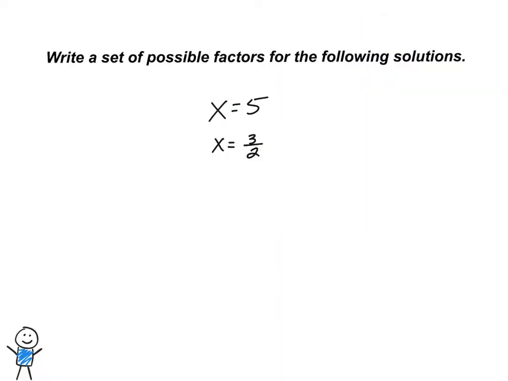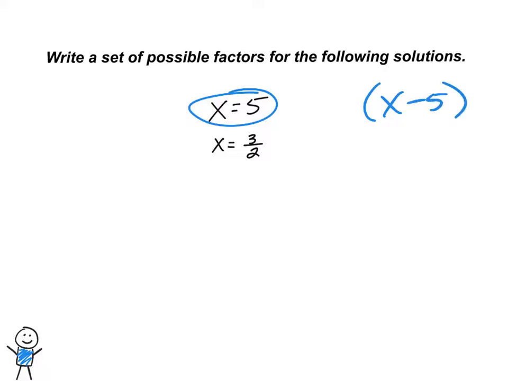One last example to talk about on this topic. It says write a set of possible factors for the following solutions. Now remember from something I said on one of the previous slides, there is a pattern, a relationship. The solutions are opposite of the factors, okay? So if I get a solution of x equals 5, what does that mean my factor must have been? Well, my factor should have been opposite of that. So my factor could be x minus 5.